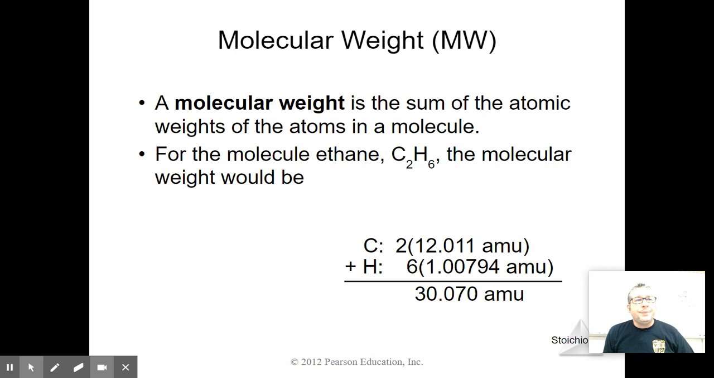Molecular weight is the sum of the atomic weights of the atoms in a molecule. C2H6, its molecular weight, non-rounded, would be 30.070 AMU. Same process as finding formula weights, except these molecular weights are typically reserved for molecular compounds, those that do not contain metal. This C2H6 is the formula for ethane, so keep that in mind when we come back to it.